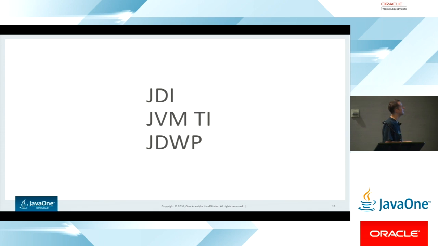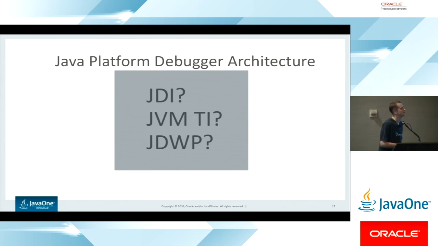I'm throwing around terms like JDI and JVMTI and JDWP, and I think quite a few people here really aren't familiar with what those terms mean. So we're going to shed some light on that and go into the details of what the architecture actually consists of and what the different components are. These are all part of something known as the Java Platform Debugger Architecture.